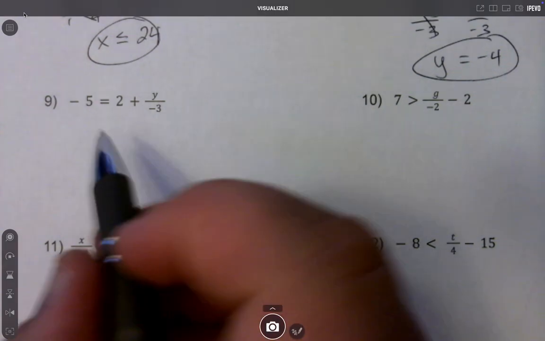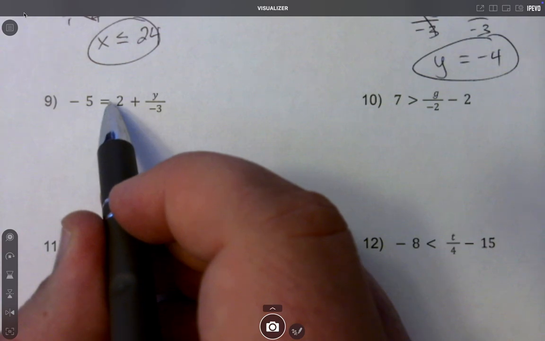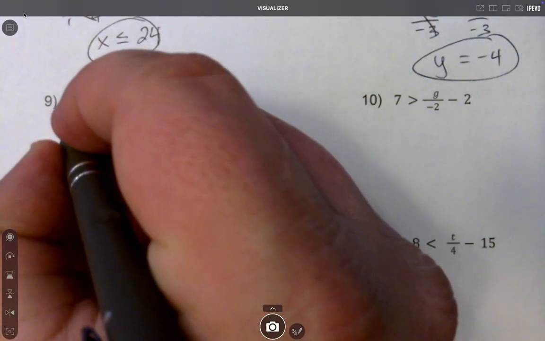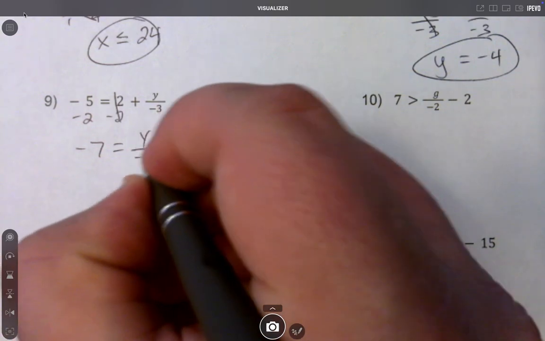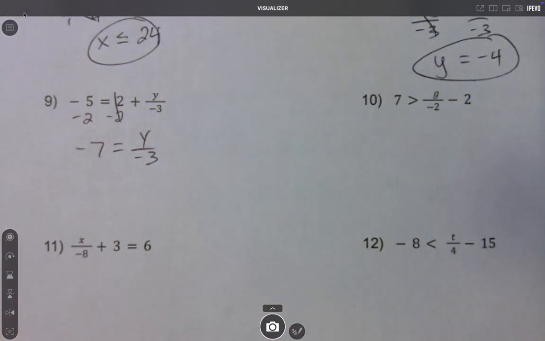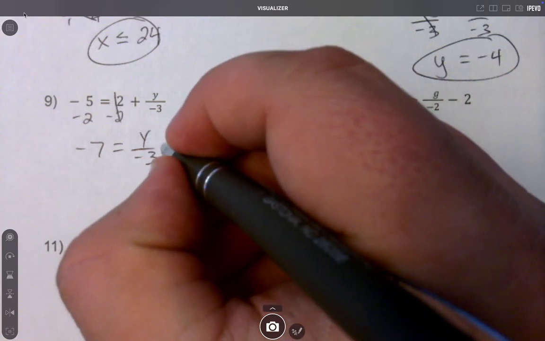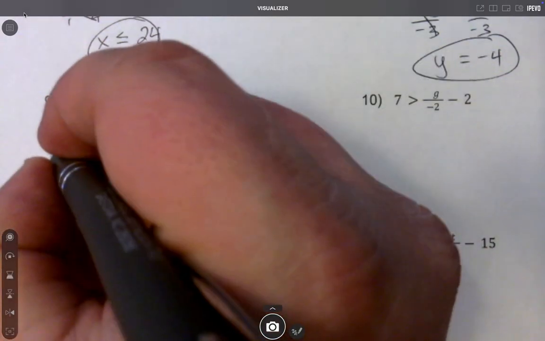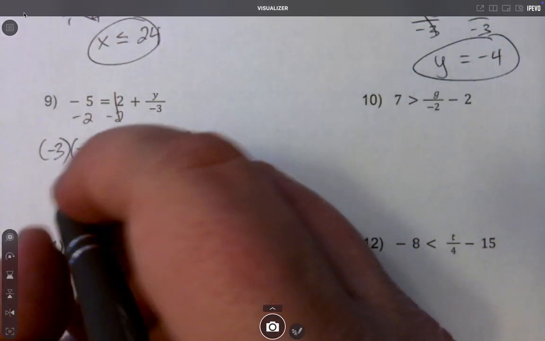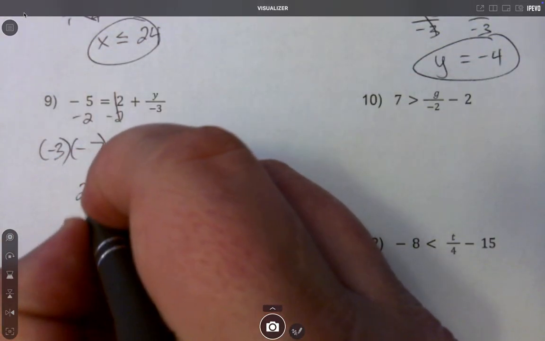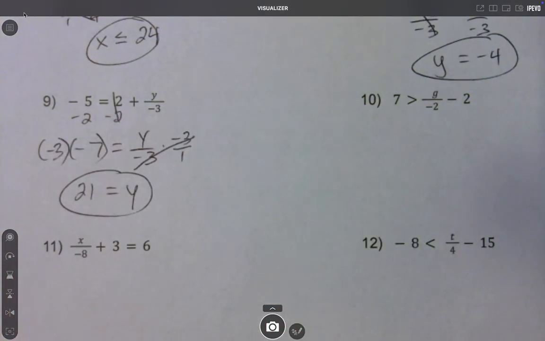Okay, number 9. This is a positive 2 because there's no sign written in front of it, so it's an understood positive. So we subtract 2 from both sides. Negative 7 equals y over negative 3. We are dividing y by negative 3, so now we've got to multiply both sides by negative 3. Negative 3 times negative 7 is 21, so 21 is equal to y.